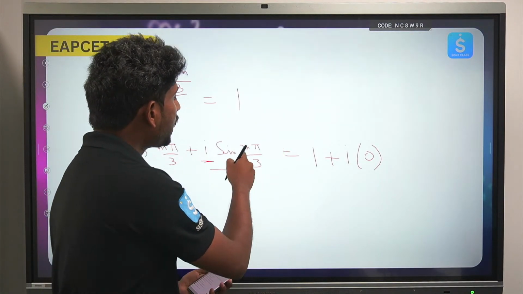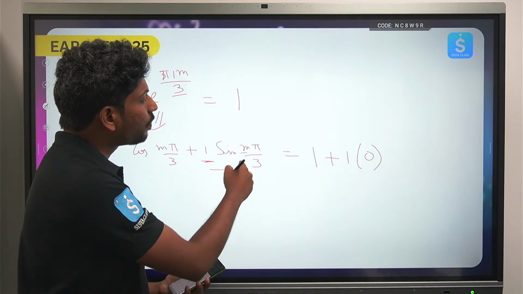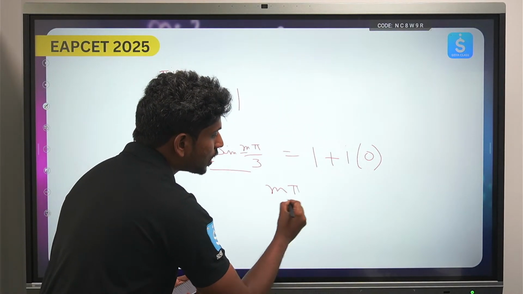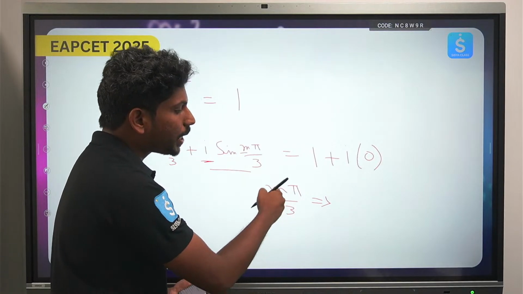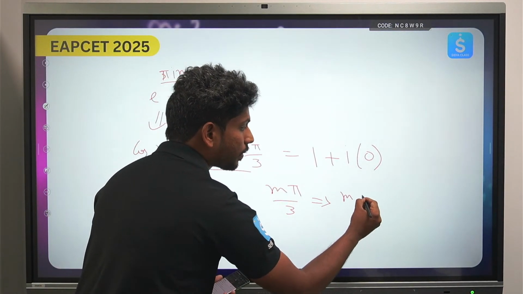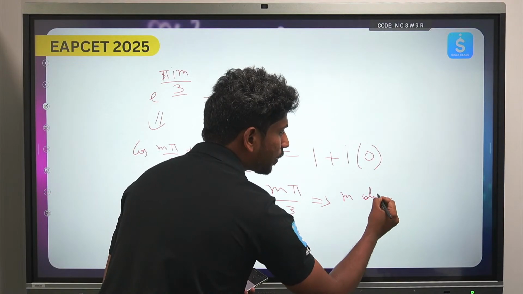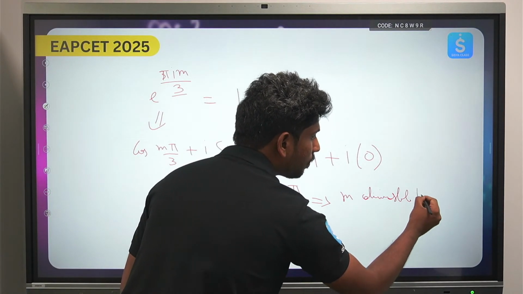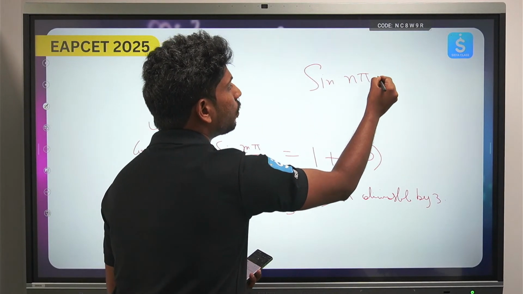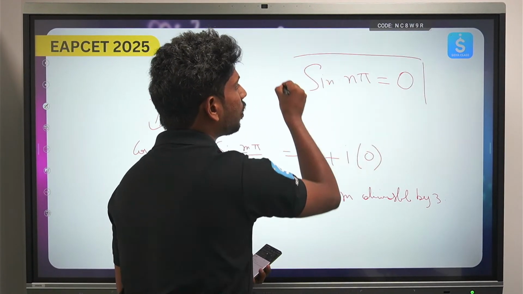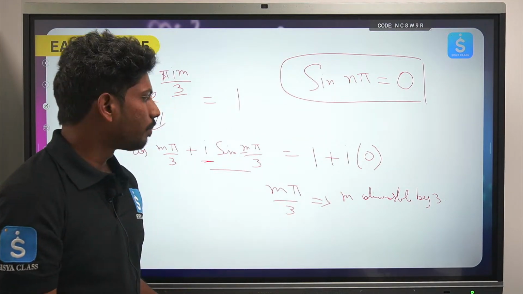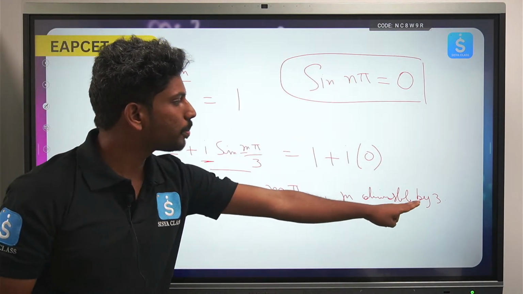Okay, so in order to say that it should be a multiple of pi, see here we have m pi by 3, so that means that m should be a multiple of 3 in order to get the integral multiple of pi. So m should be divisible by 3, m is divisible by 3, that is the ultimate point. I hope you all know sin n pi is equal to 0, that is where this came from. Because the imaginary part should be equal to 0, so m should be divisible by 3.